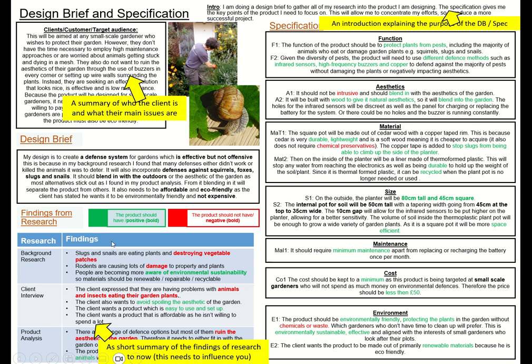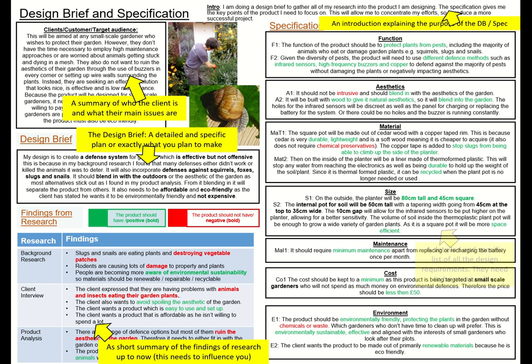Here's where the money is. This is where the big marks are, and the design brief. So as I said, it's a detailed and specific plan of exactly what you're going to make. And this student's been ambitious. They're going to make some sort of defense system for keeping pests at bay in the form of some sort of planter box. Okay, so they've given themselves an ambitious and specific plan of what the product will be.